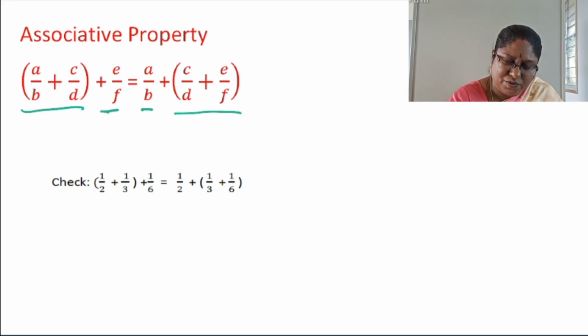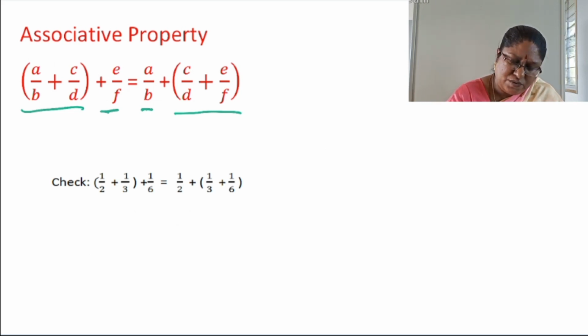We will see one example for this. So start. What's it first? 1 by 3 plus 1 by 3. First you have to add the 2. With that, you should add 1 by 6. That should be equal to which one? 1 by 2 plus bracket 1 by 3 plus 1 by 6. The brackets are changing. That means the pairs are getting changed in their places. But the total addition answer will be same.